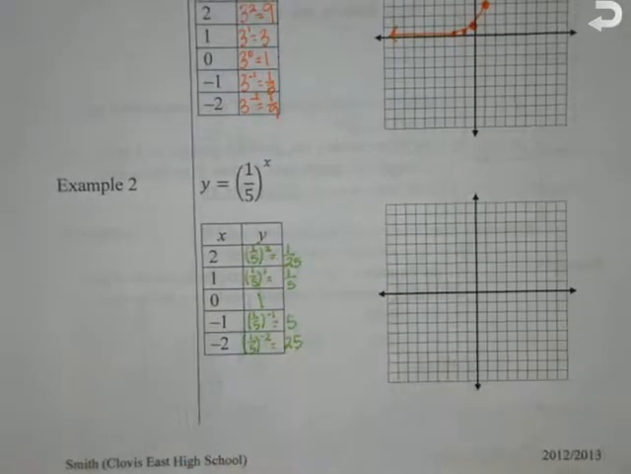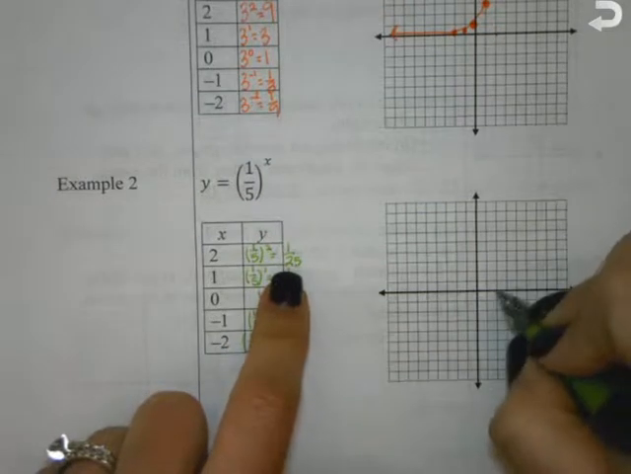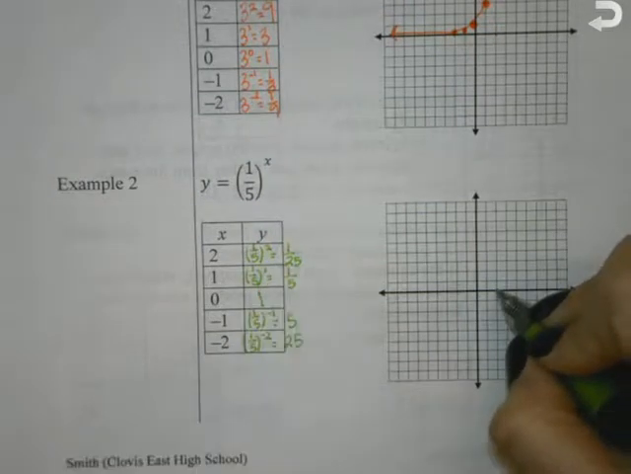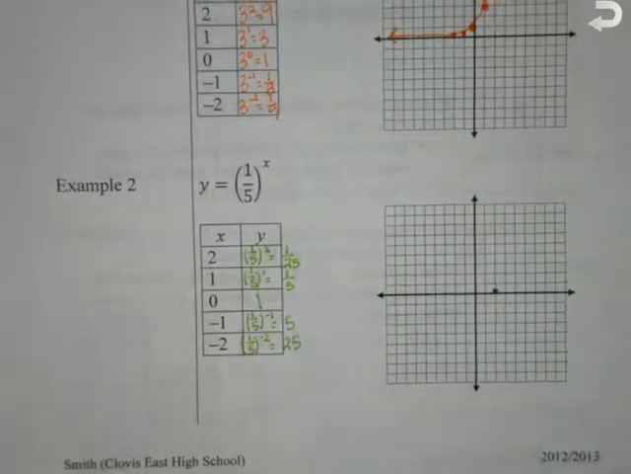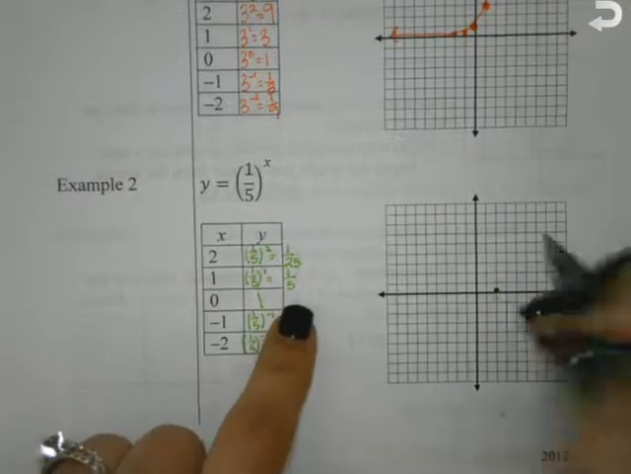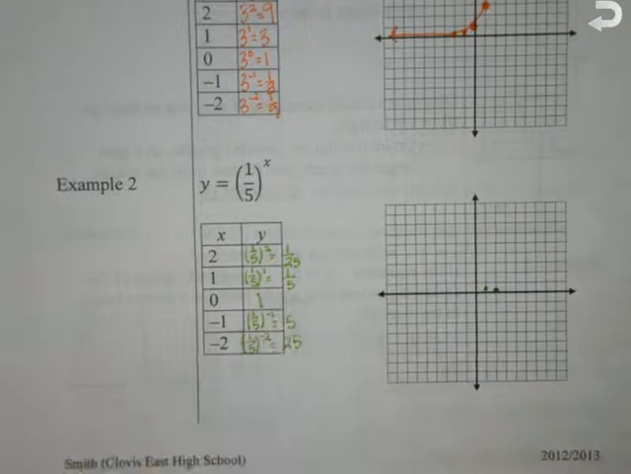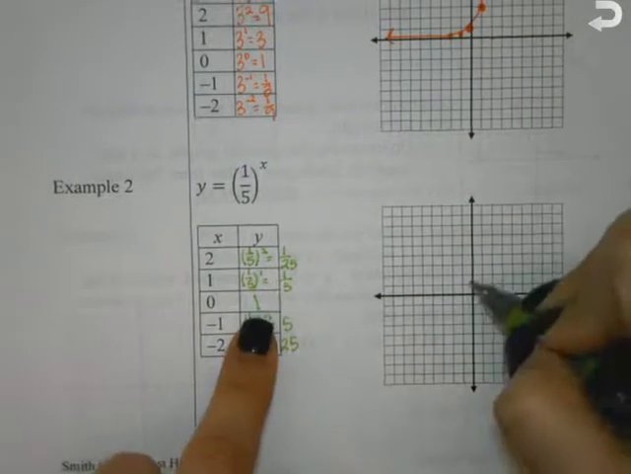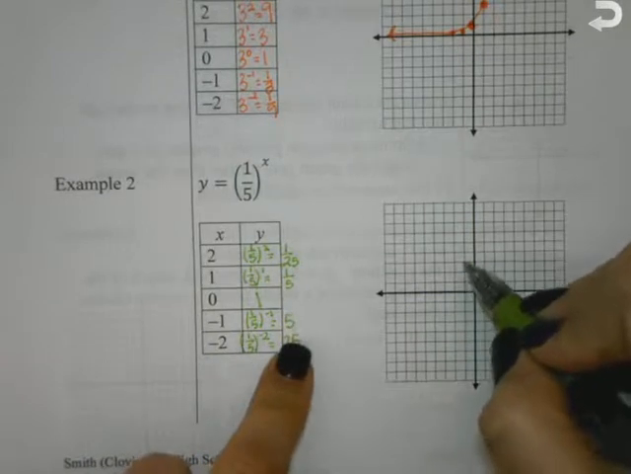So let's graph this. 1 over 25. So write 2, and then 1 over 25 is a really, really small number. So it's going to be really close to the x-axis, but it's not actually touching. 1/5 is also close, but not actually touching, and it's a little bit above. 0, 1. -1, positive 5. 1, 2, 3, 4, 5.